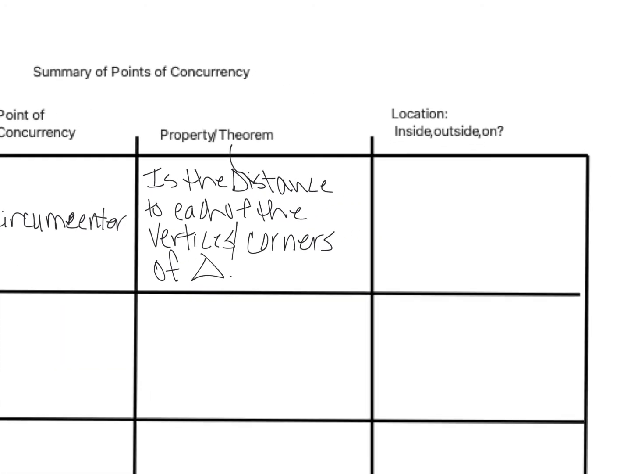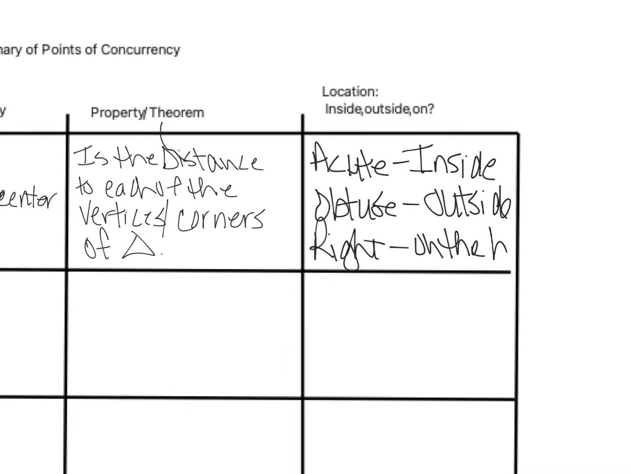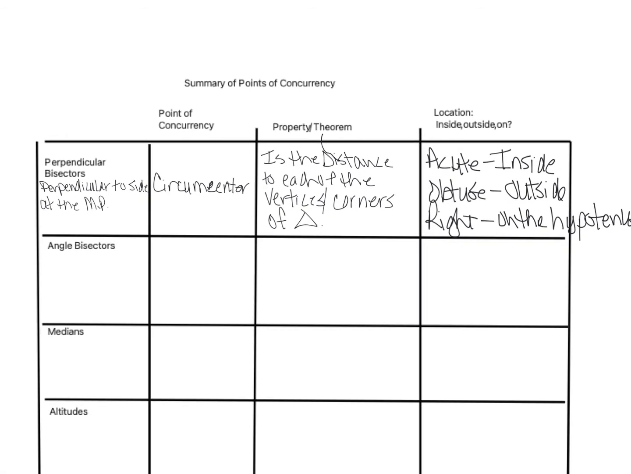And then we found out that when it was acute, it was inside. When it was obtuse, it was outside. And when it was right, it was on the hypotenuse. Specifically on the midpoint of the hypotenuse. Okay, so that's kind of a circumcenter in a nutshell.